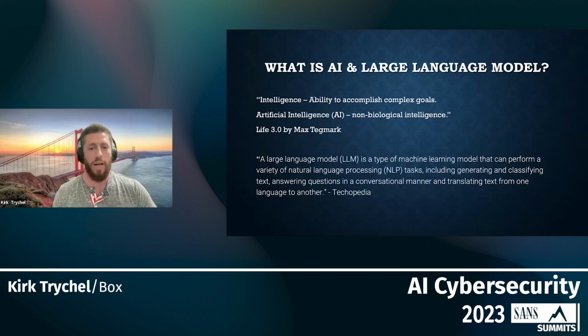And today we'll be talking about AI and large language models. Just to give a quick answer to what is AI: for our purposes today, we're going to keep it simple. We're going to say that AI is a non-biological intelligence that has the ability to accomplish complex goals. And when we're talking about large language models, we're going to be focusing on their ability to generate text, answer questions in a conversational manner, and specifically to translate text between languages, including between human and machine language.